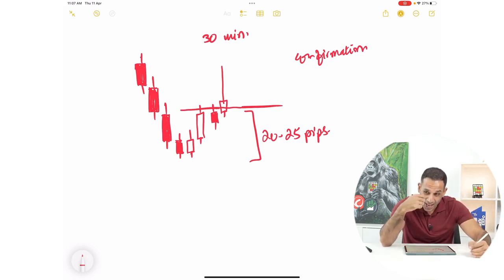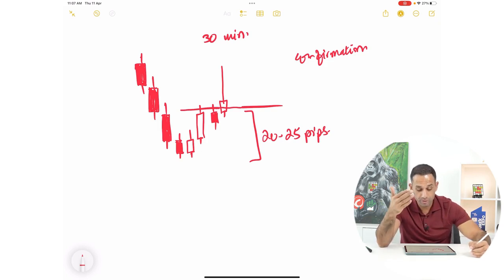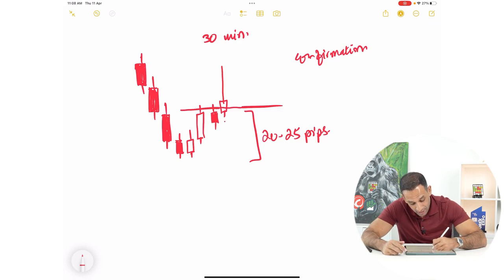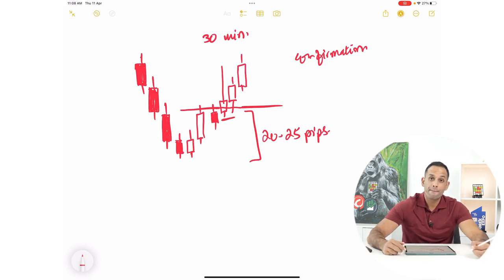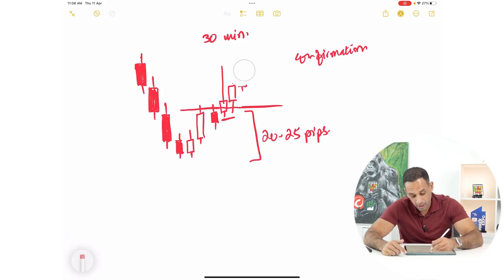If a candle is closing above the zone, if the body is closing above the zone, as long as the next candle respects the low of this previous candle, there's a very good possibility we can continue to push up. And we've seen this happen. But the only caveat is that the new candle has to respect the lows of the previous candle. Very important, guys.